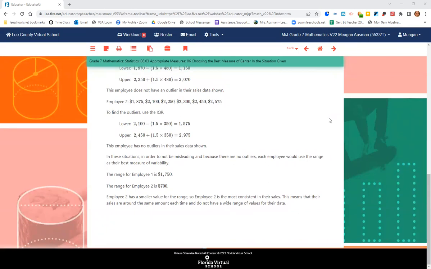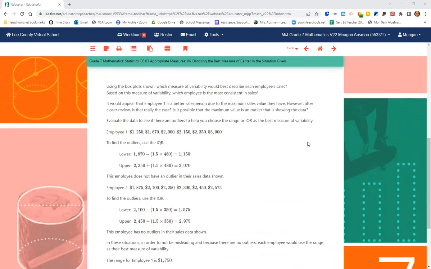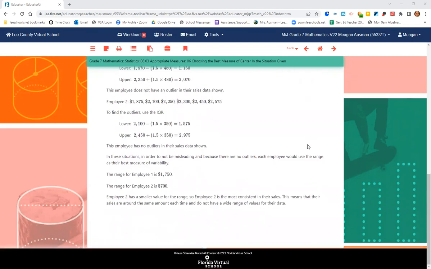Employee two has a smaller range, so employee two is more consistent with their sales. That means when they make a sale, they're making pretty much the same amount of sale every time. But employee one has a very big range, which means sometimes they sell a lot, but sometimes they only sell a little bit.